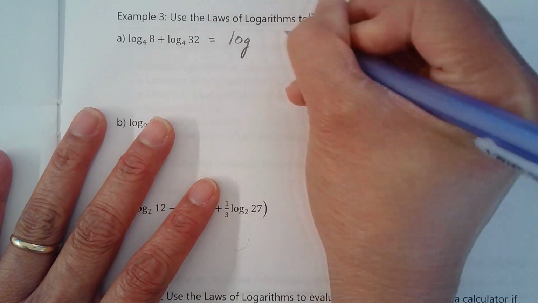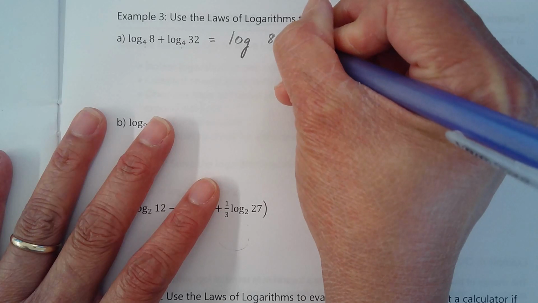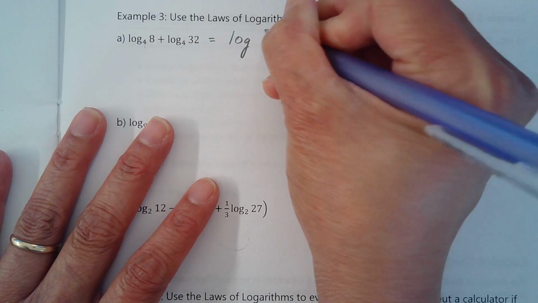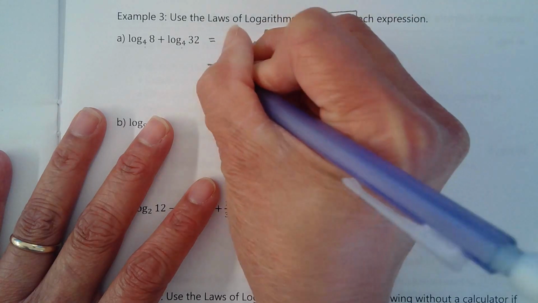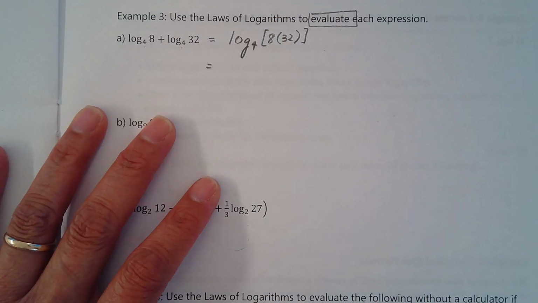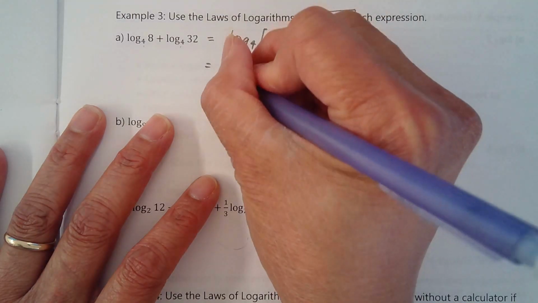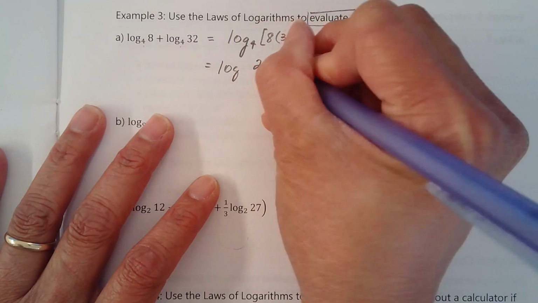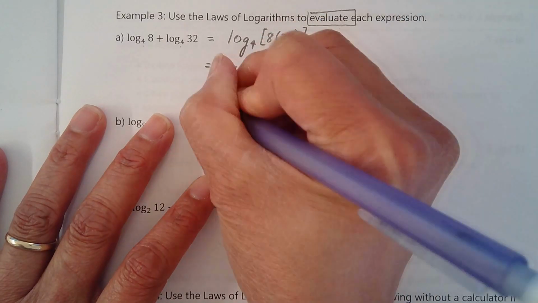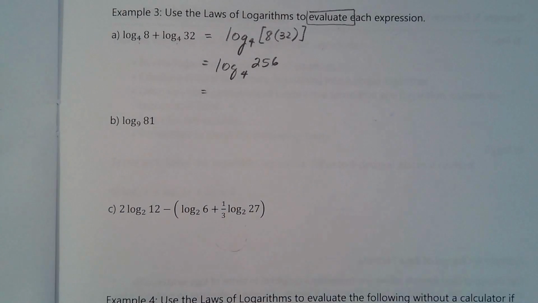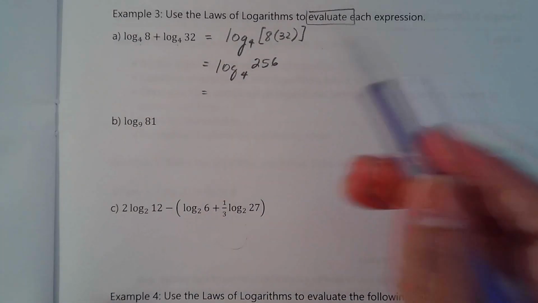Log of 8 times 32 base 4. Yes? Right? So 8 times 32 is going to be 256. So log of 256 base 4. So now let's see here. When you say evaluate, find a value. Okay? What's the value of this?